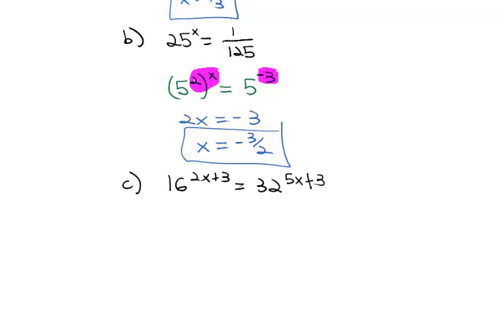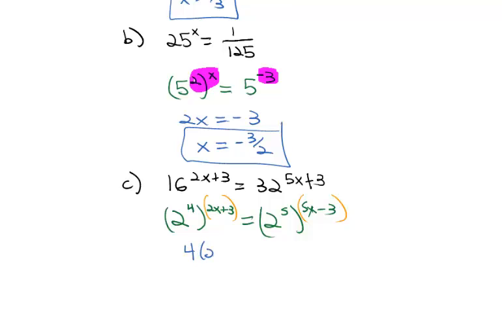Here, we'll want to write each of these with a common base, and you might notice that common base is 2. 16 is 2 to the 4th, so 16 to the 2x plus 3 equals 2 to the 4th to the 2x plus 3; 32 is 2 to the 5th, to the 5x minus 3. Now I want you to notice the 4 and the 5 exponents are not just multiplied by the first term, they're multiplied by the entire exponent. So when we set them equal, the 4 is going to multiply by the 2x plus 3, and the 5 is going to multiply by the 5x minus 3.